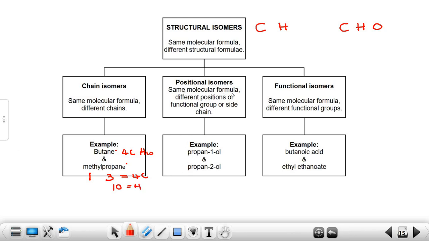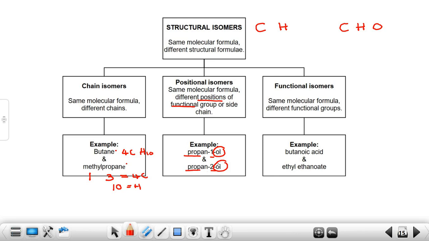Positional isomers also have the same molecular formula, so the same number of hydrogens, carbons, and oxygen if there is, or halogens for that matter, but the position of the functional group is going to be different. Let's look at this example: propan-1-ol and propan-2-ol. These numbers show us the position of this ol, which is a hydroxyl. This hydroxyl is a functional group. So propan-1-ol is saying that the hydroxyl group is on carbon number 1 of the three carbons.